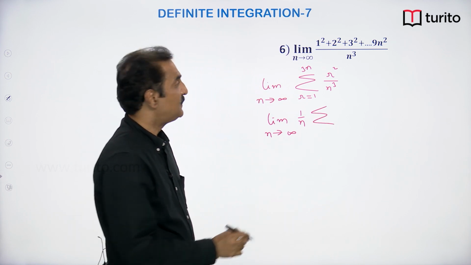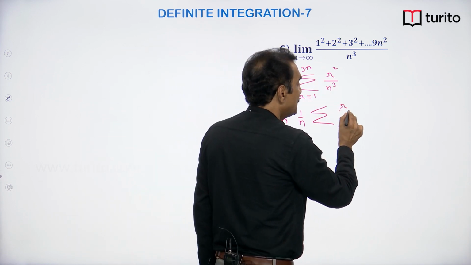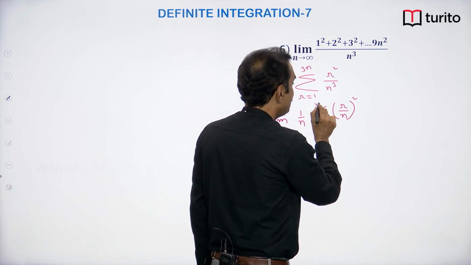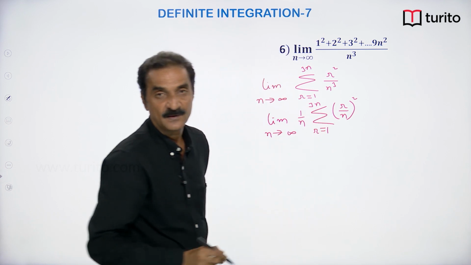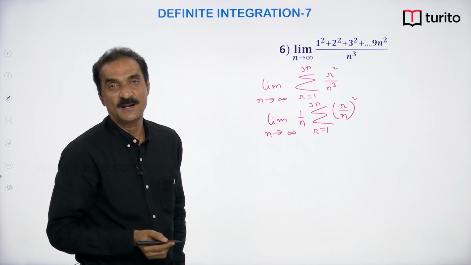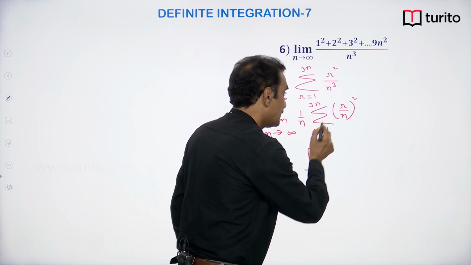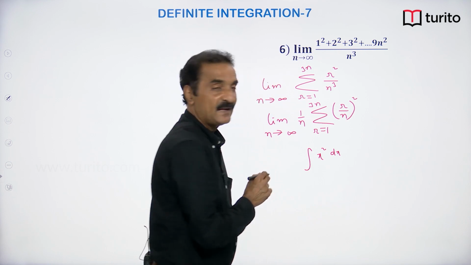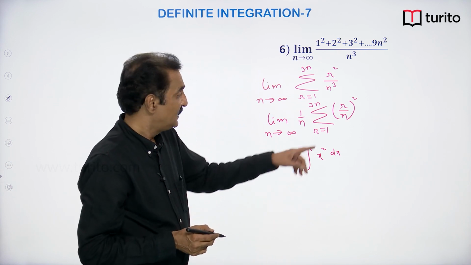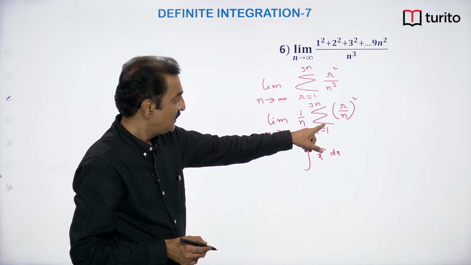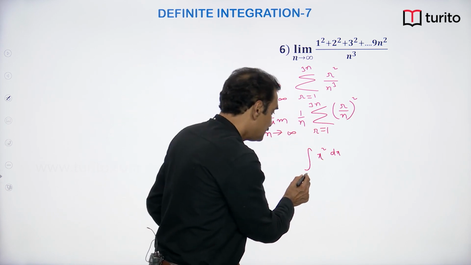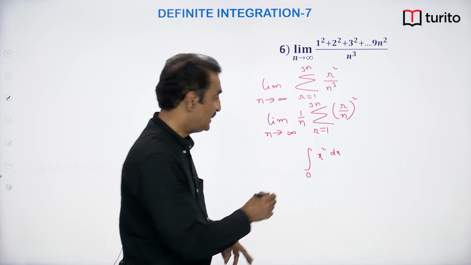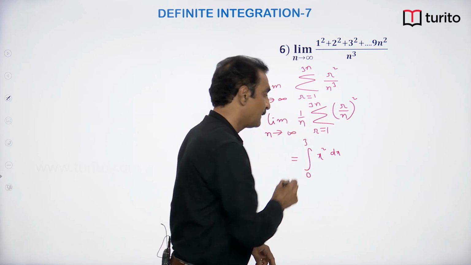One by n sigma, r square by n square is r by n whole square. R varies from 1 to 3n. Convert into definite integral. Integral r by n whole square becomes x square. Then the limits of x: divide the limits of r by n. The lower limit is 0, and the upper limit 3n by n is 3, so the upper limit is 3.